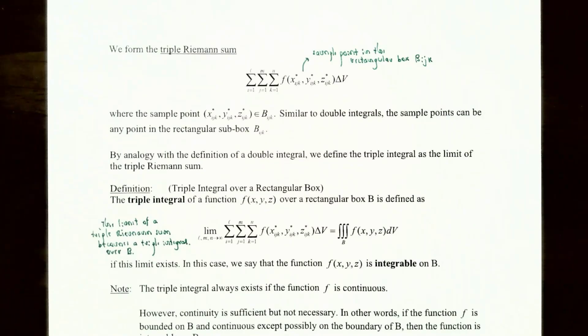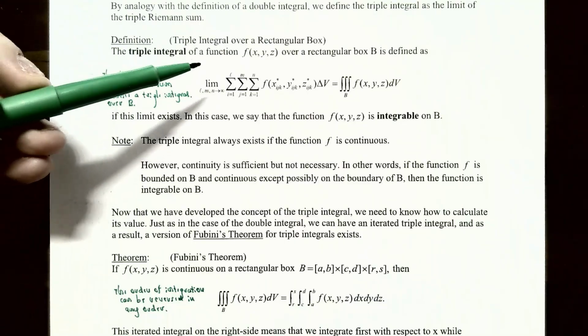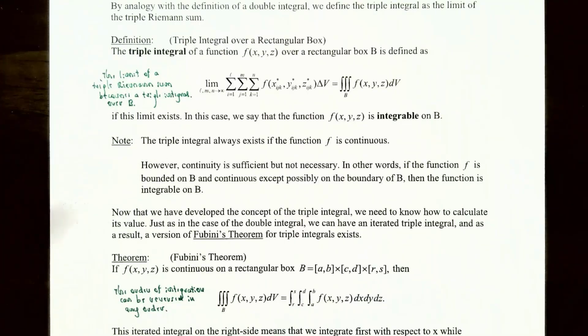So in a similar way as for double integrals, we can take the sample points to be any point that's in these sub-boxes B sub ijk. And just in the same way as we had for double integrals, we can define a triple integral as a limit of a triple Riemann sum. The definition, triple integral over a rectangular box. The triple integral for a function of three variables, x, y, z, over a rectangular box B is defined as follows.